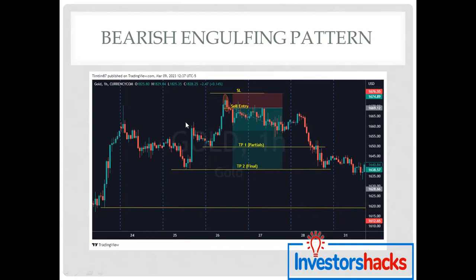So for this to be valid, the prior trend has to be an uptrend. So this is an uptrend. That is the prior trend before the formation of this candle. And therefore, once the bearish engulfing candlestick pattern appears here, it will signify reversal of an uptrend. Therefore, we are looking for a downtrend, and that is the reason why we are looking to sell.